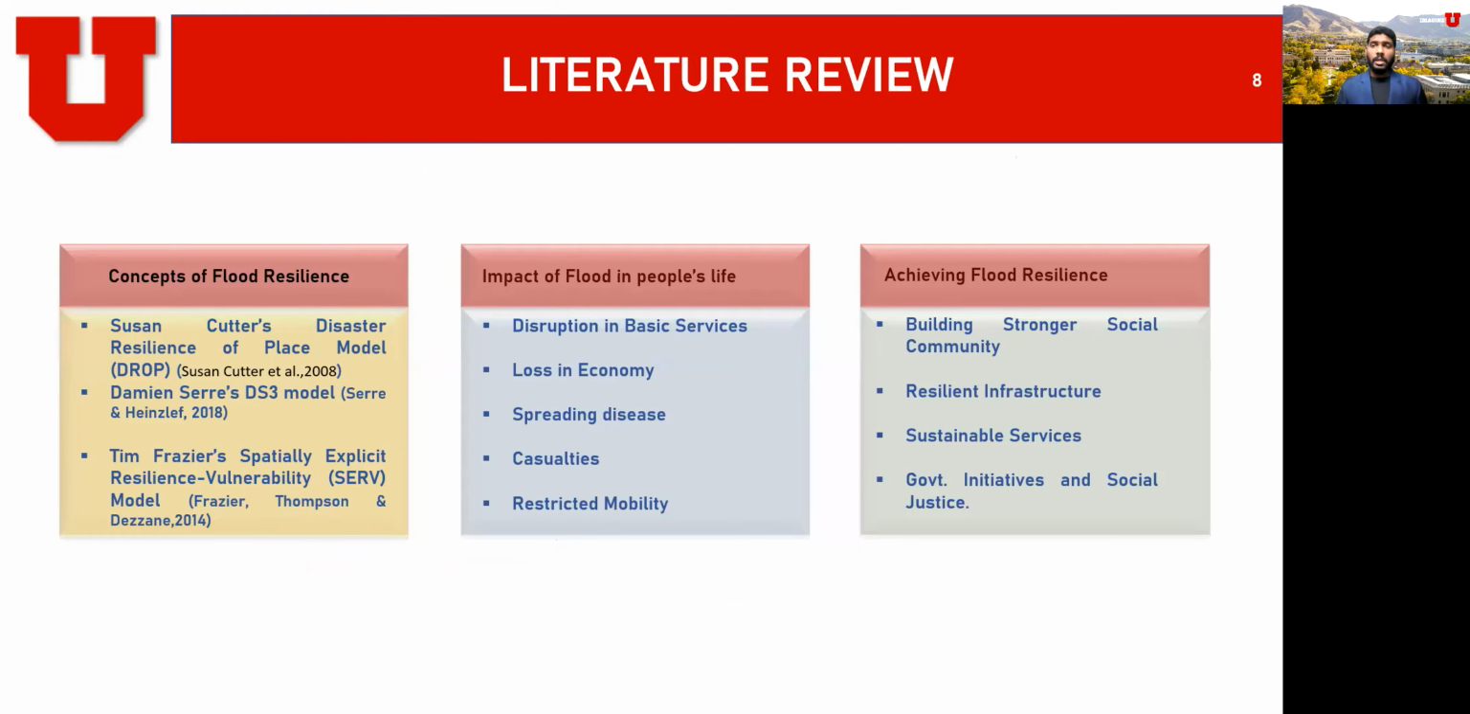Hazard researchers around the world have been trying to conceptualize the idea of resilience, and in an attempt to do that, Susan Cutter developed the disaster resilience of place model in which she used simple census data and developed resilience scores and weighted-indexed them to develop the ultimate resilience score and visualize it in a GIS map. Damien Serre used the DS3 model in which he used critical infrastructure and cascading effects to analyze the flood resilience of New York City. Tim Frazier used the spatially explicit resilience vulnerability model and expressed resilience as a function of vulnerability or sensitivity, exposure, and adaptive capacity.